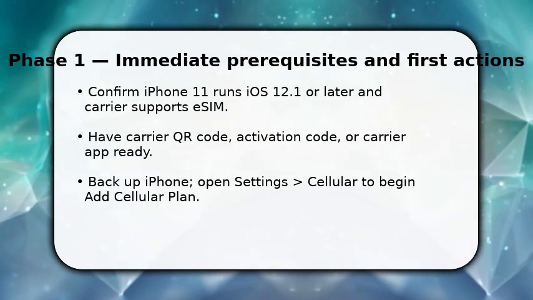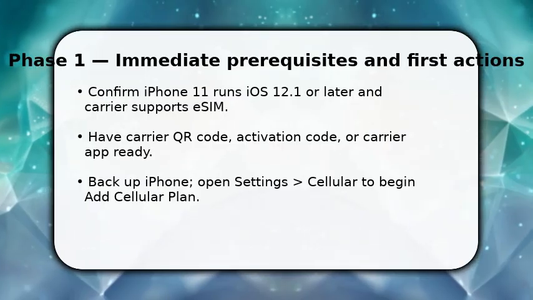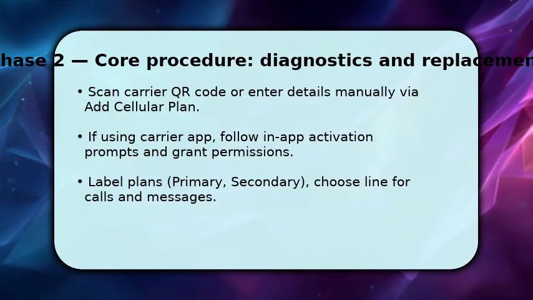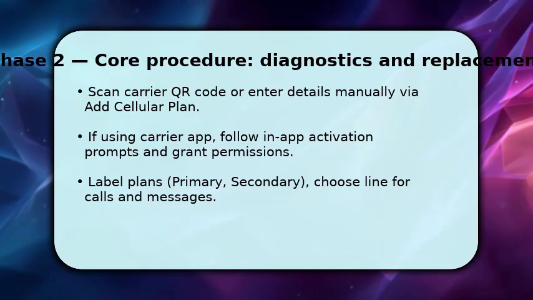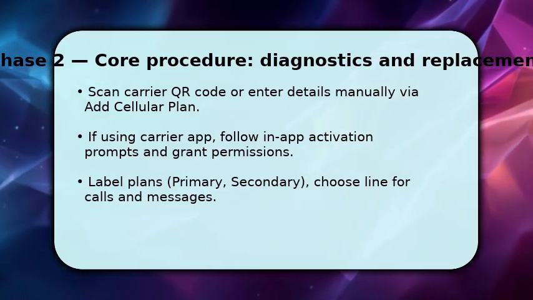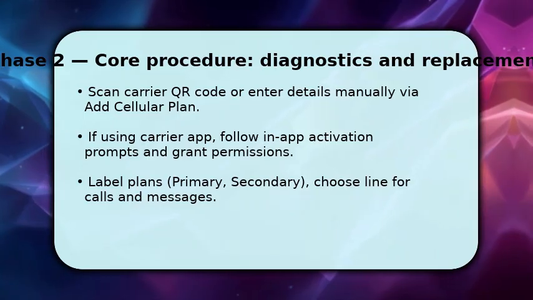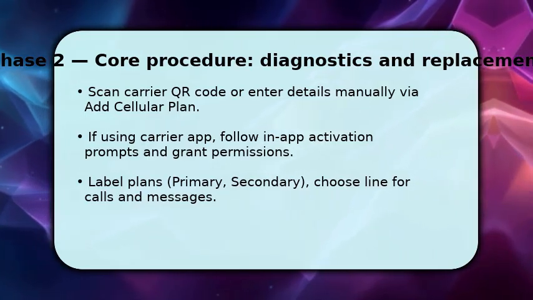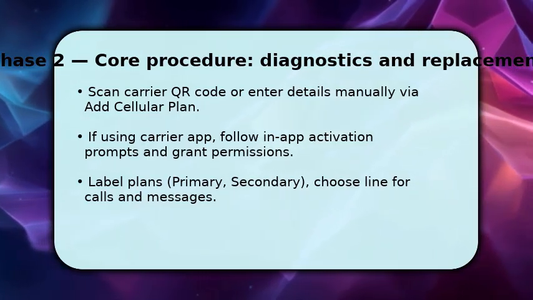scan or install. You scan the carrier QR code or choose Enter Details manually. The phone retrieves the eSIM profile and begins installing it. If you use the carrier app instead, follow its activation prompts and allow any required permissions. Make sure the app reports success.